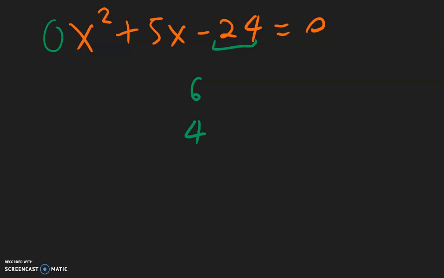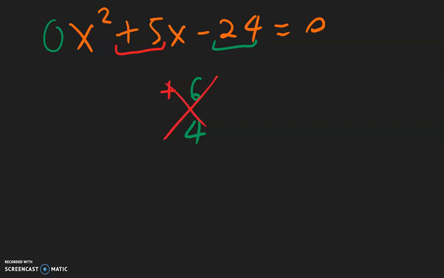Then start with the bigger number. We're trying to get a negative 5, so the bigger number has to be positive. Now, 6 plus 4 is 10, but 6 minus 4 is 2, so there's no way to get a 5. So this combination does not work.